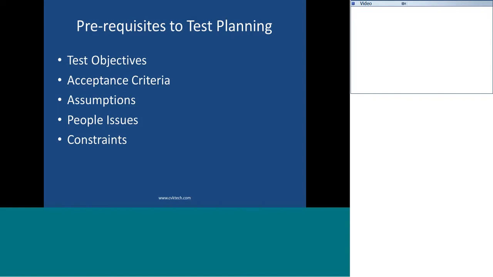And if we are using any testing tools or automation tools, maybe the team does not have enough experience on the automation side. All these things will come as part of constraints. So we should be aware of all these constraints. If we get all these details, then we will have good knowledge of what exactly we can achieve and what exactly we have in hand. So test objectives, acceptance criteria, assumptions, people issues, constraints. These are the prerequisites to test planning.